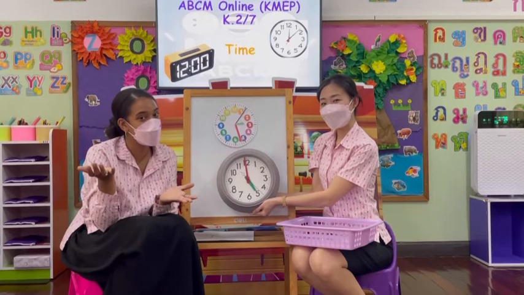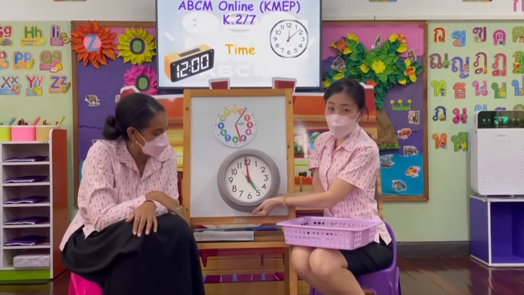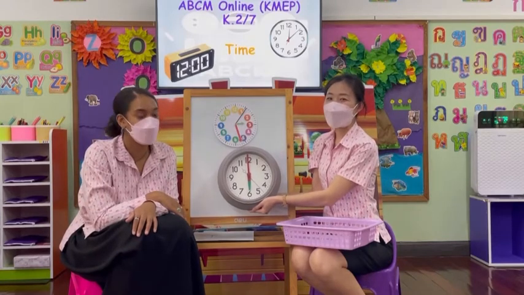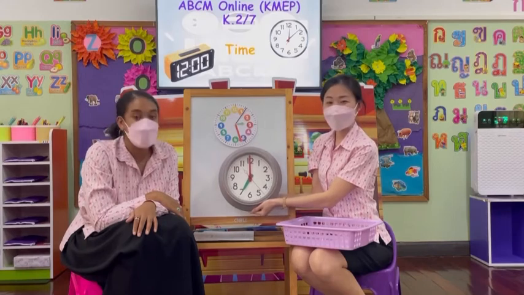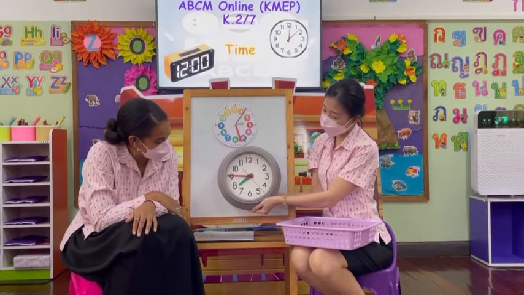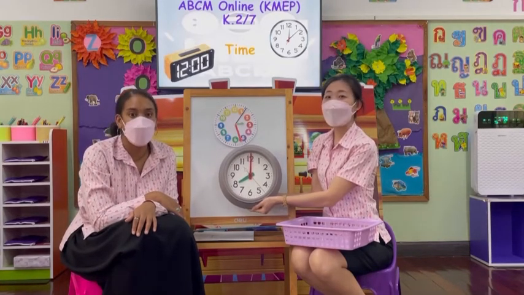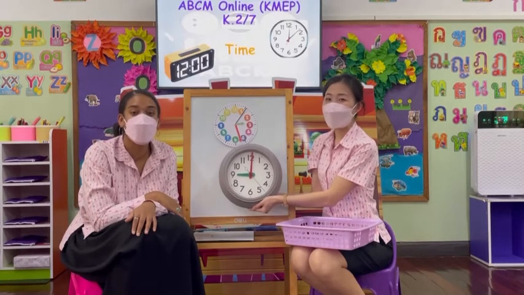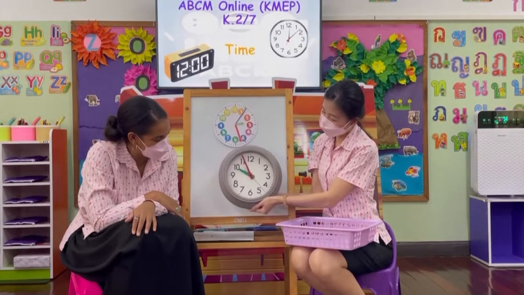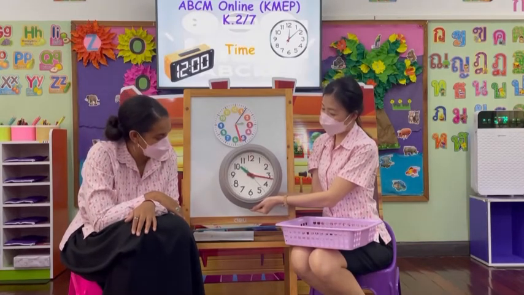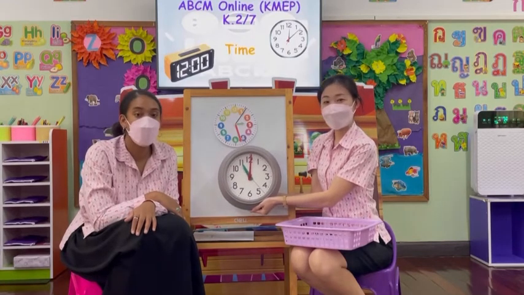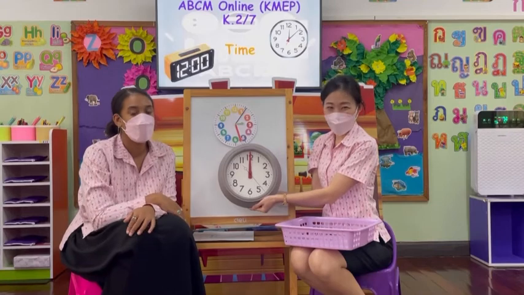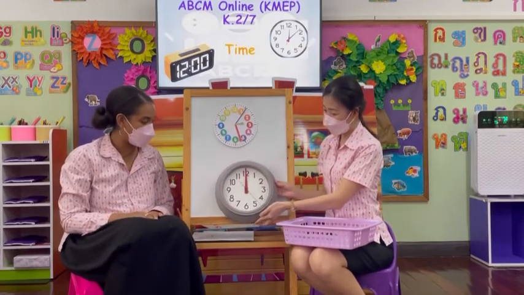What time do you think it is? Good job, it is 5 o'clock. 6 o'clock. 7 o'clock. 8 o'clock. 9 o'clock. 10 o'clock. 11 o'clock. 12 o'clock. And that's how we can tell the time on our clocks.